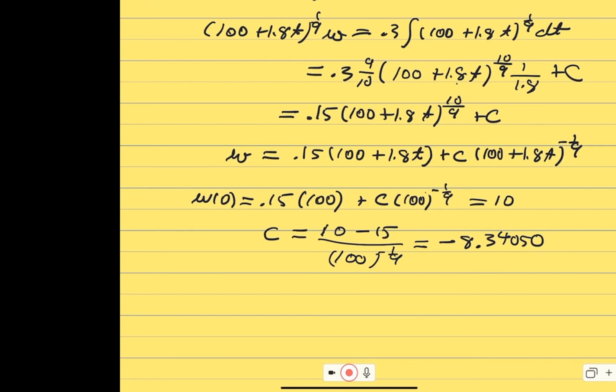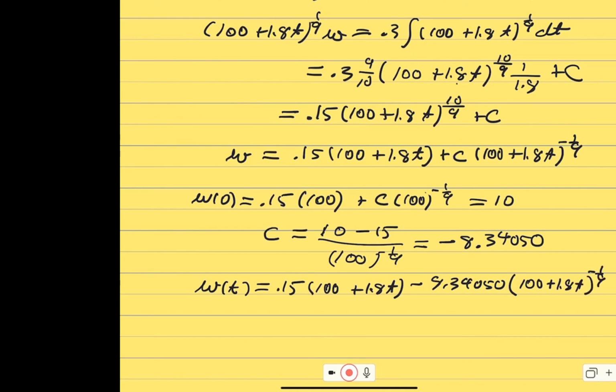So we finally have W of t is 0.15 times 100 plus 1.8 t, minus 8.34050 times 100 plus 1.8 t to the minus 1/9.